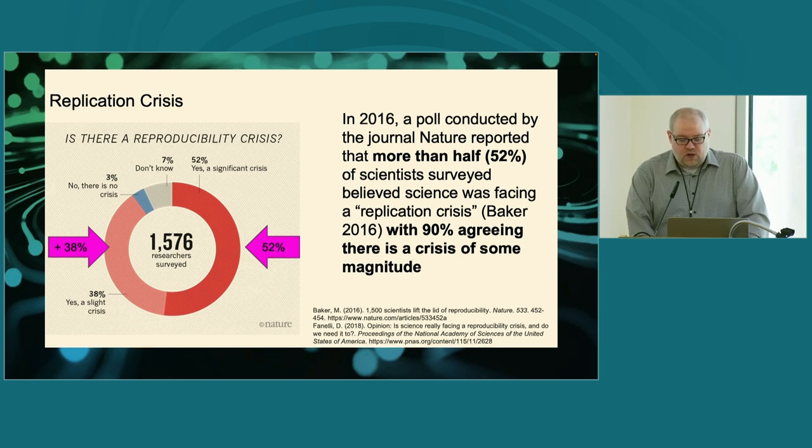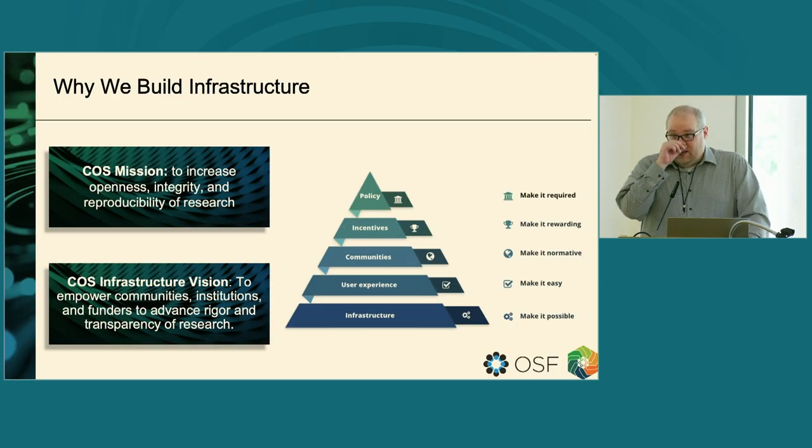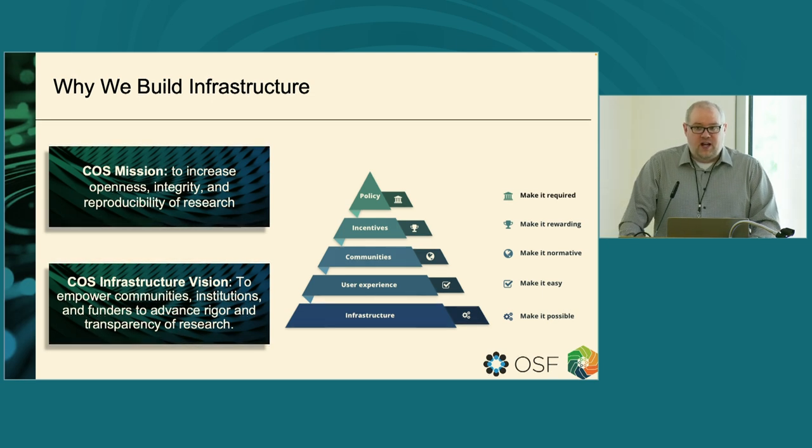And so one of the things that we do at the Center for Open Science is to pursue this problem. The way that we intend to do that is to increase openness, integrity, and reproducibility of research, and in doing so, increase trust in research communities and in research results. COS is a nonprofit organization based in Charlottesville, Virginia, and I'm going to talk mostly about the infrastructure today, but we actually do a lot of things.